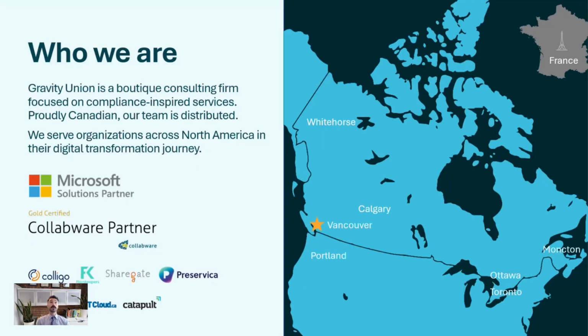Gravity Union, who we are. So we are a consulting firm based in Vancouver, BC, Canada, although we have clients all over North America and the world. We are a Microsoft Solutions partner, as well as we partner with a number of other software vendors who provide applications that support use of M365 and SharePoint and managing records and so forth. So you can see some of our partners there on the left side.